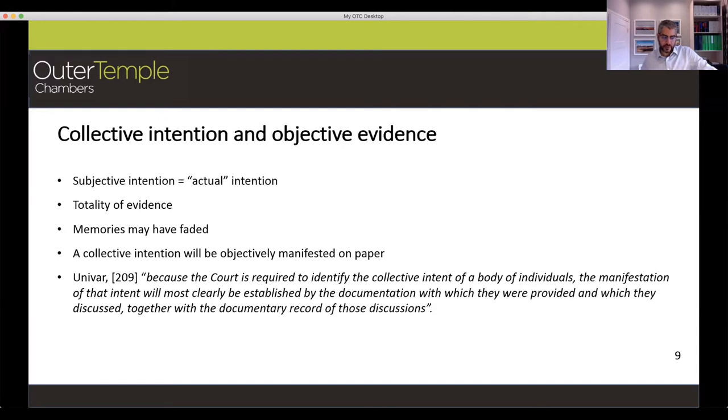And I'm going to take Univar in a bit more detail now, because although it had some quite quirky and quite unique facts, it was also in some ways a classic of the genre in terms of it being a case where the intention not to make a specific change needed to be inferred from the absence of any positive evidence that there was an intention to make it. So the company was pointing to a vacuum and saying, it's that vacuum which shows we didn't intend to make the change.